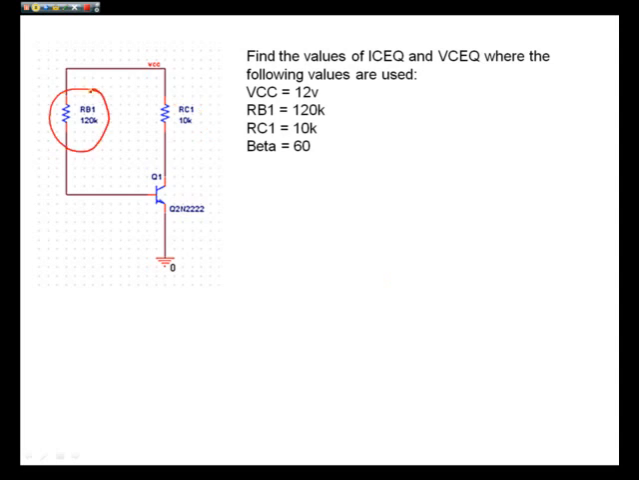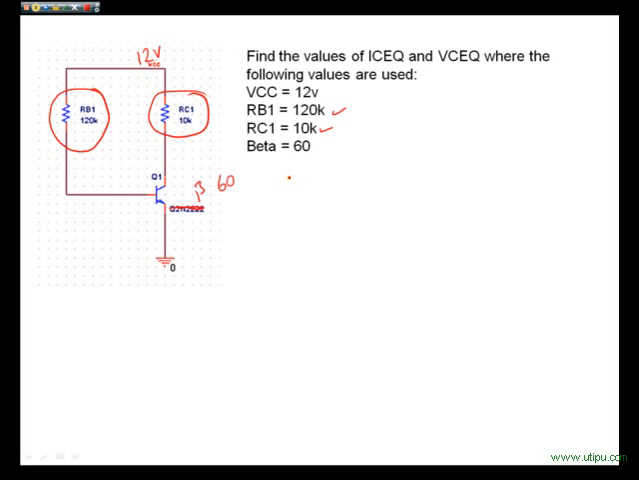We have 120k as the base resistor and 10k as the collector load resistance. Okay, these are noted here and here. The beta value for this transistor is not what SPICE tells you. For this piece of maths, it's just a value of 60. And our supply voltage is 12 volts. So let's see how this circuit will work.